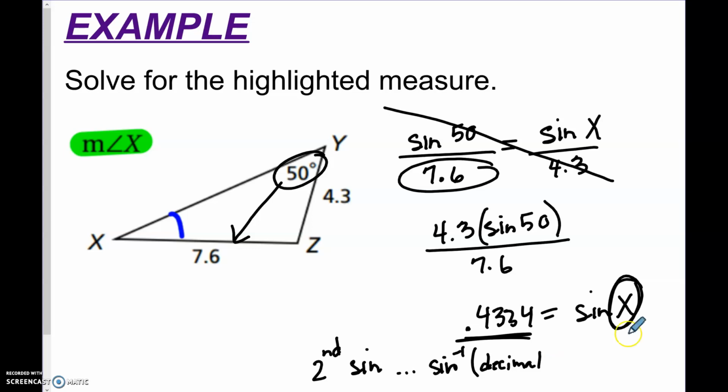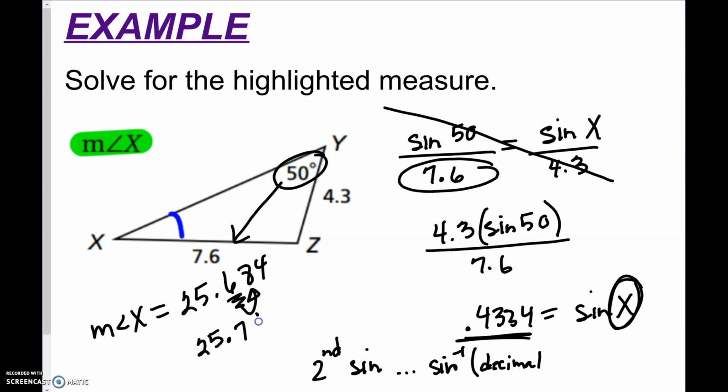And then I end up getting, for the measure of angle X, if they ask us to round it to the tenth, 25.684. So this 6 is actually going to go up. So it's going to be 25.7 degrees. And if they ask us to round to the nearest whole degree, then we would say 26 degrees. So just make sure you're reading your directions. Sometimes they want tenths, and sometimes they want it rounded to the nearest whole number.